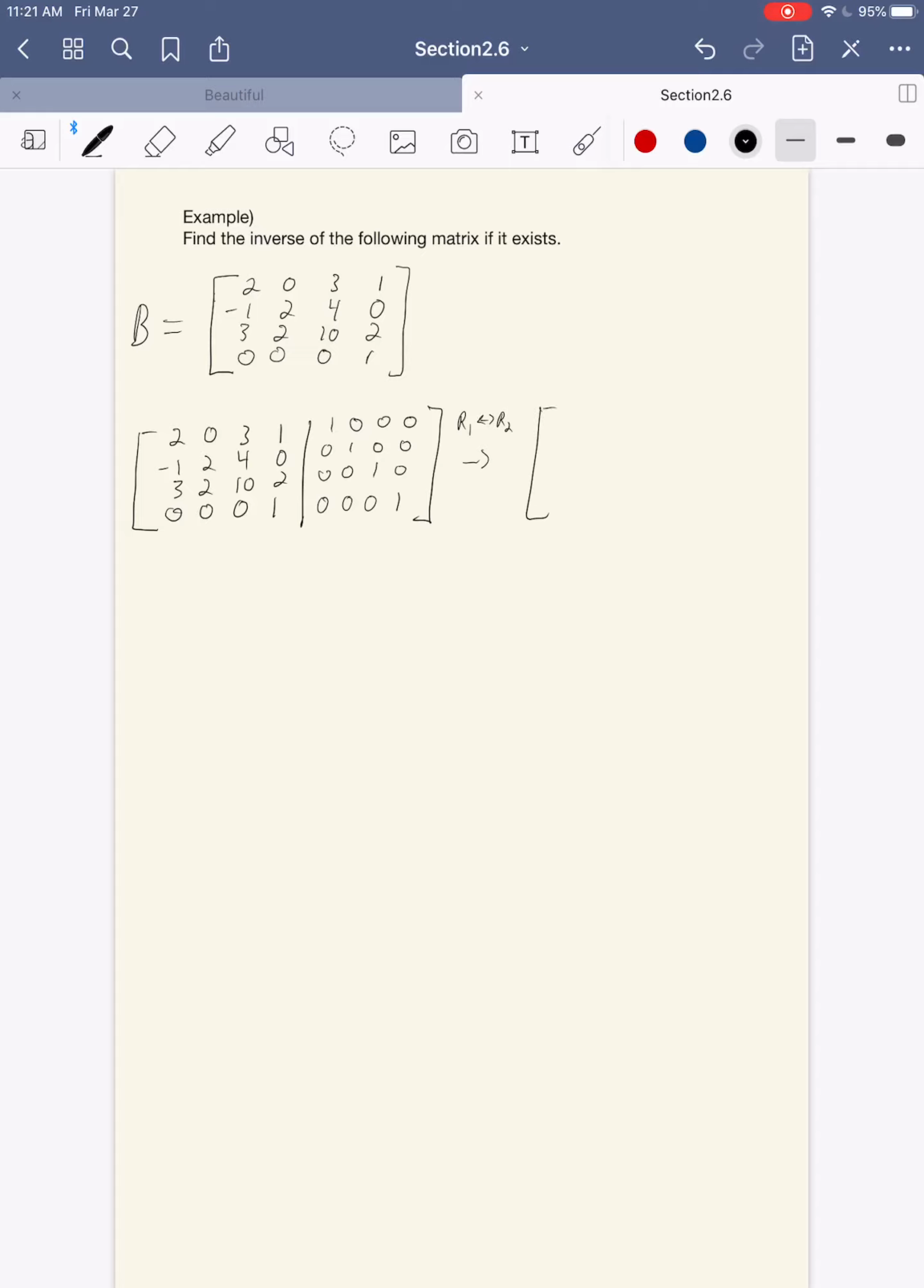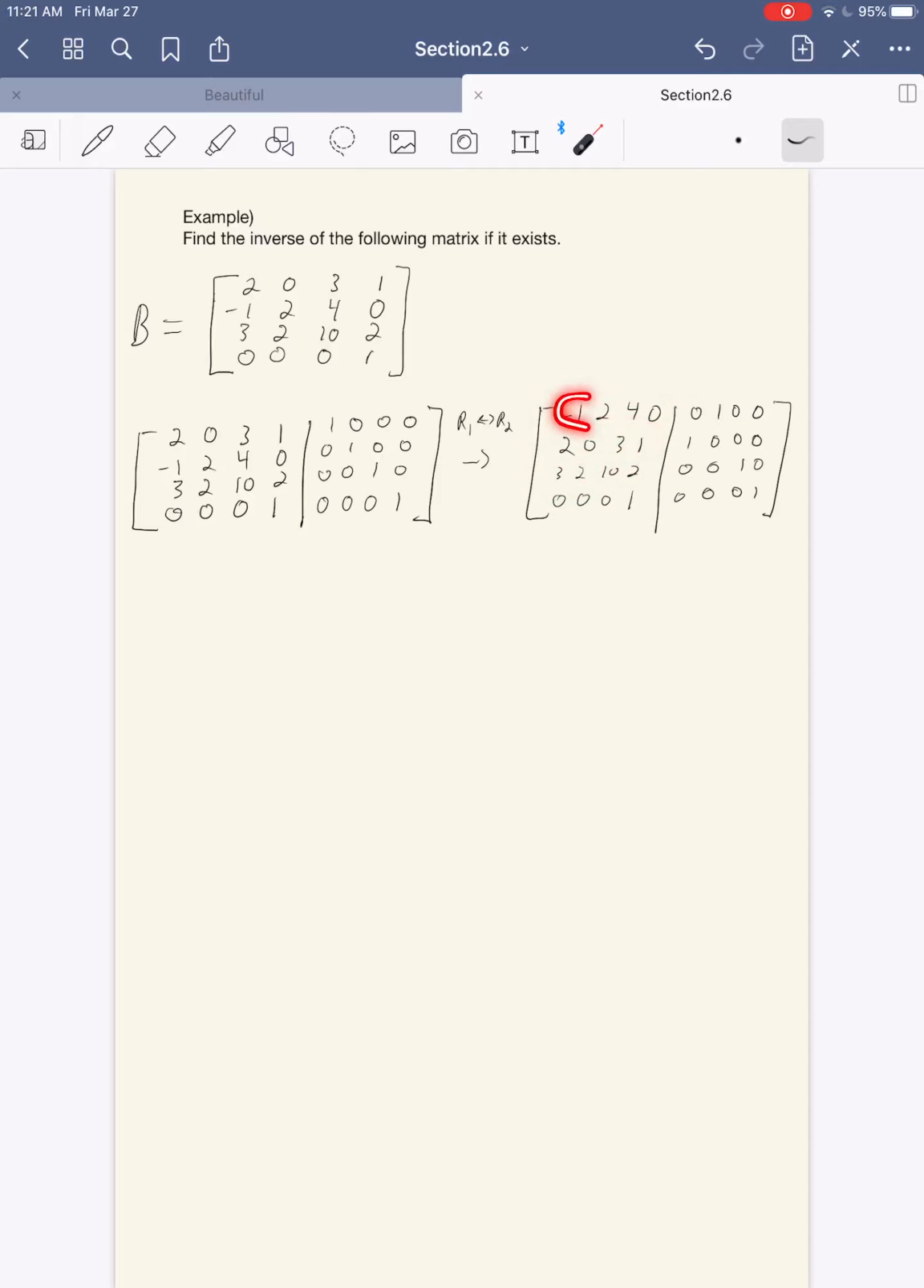If we do that, we should get -1, 2, 4, 0, and then 0, 1, 0, 0, and then 2, 0, 3, 1, 1, 0, 0, 0, and then everything else stays the same: 3, 2, 10, 2, 0, 0, 1, 0, and 0, 0, 0, 1. Okay, so let's start using this one to clear out the stuff below.